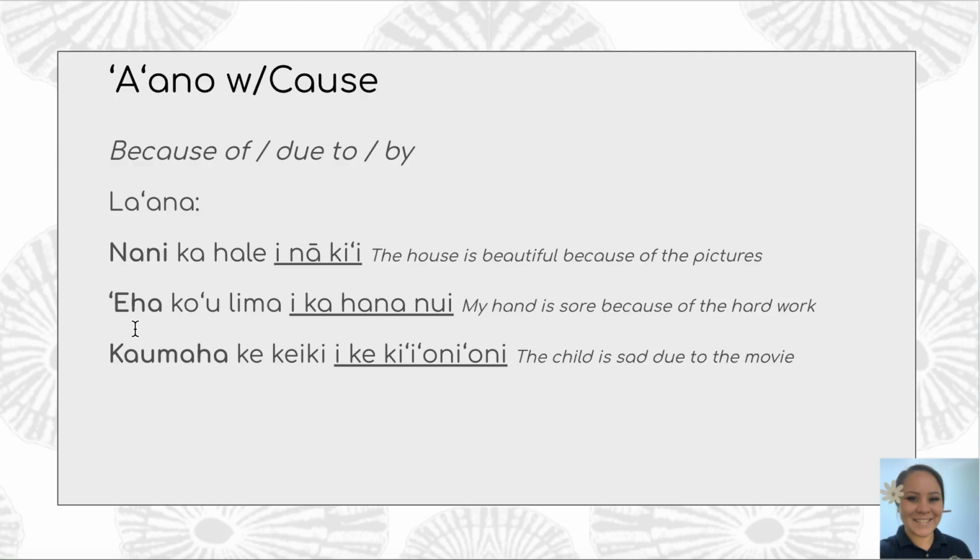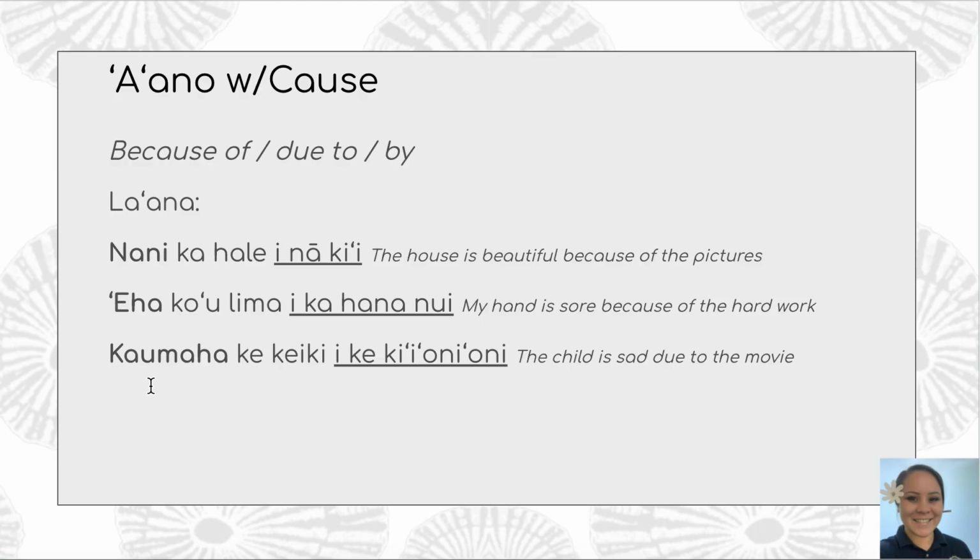And then we have eha here, eha, sore or hurt. We are stating here, eha ko'ulima, my hand. My hand is hurt. My hand is sore. Due to or because of, yeah, ikahananui. Eha ko'ulima ikahananui. My hand is sore because of the hard work.